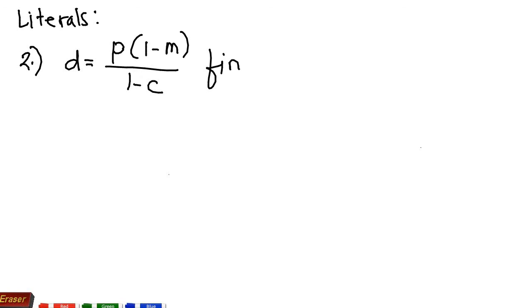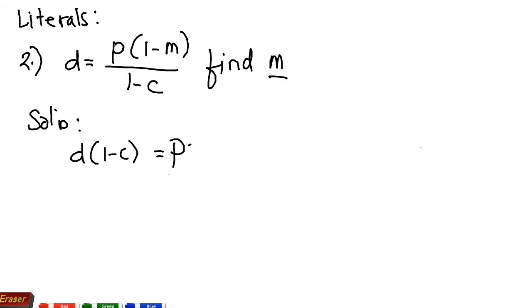Okay, so let's proceed to the second example. So the second example is d is equal to, you have p times 1 minus m all over 1 minus c, and then we are going to find m. Okay, find m. So what we're going to do here is we're going to cross multiply, so d times 1 minus c, and then distribute your p, that will be p times 1, that is p, and then p times m, that is minus pm.